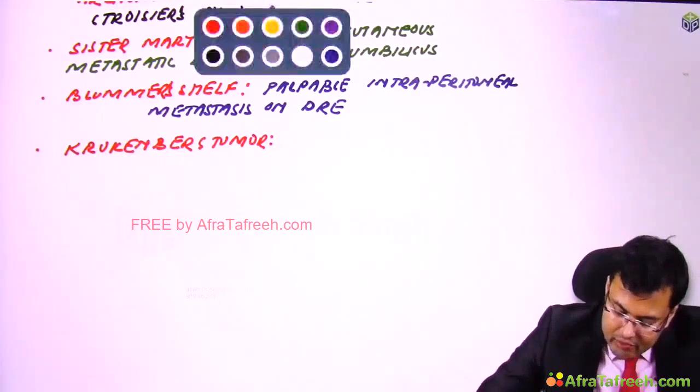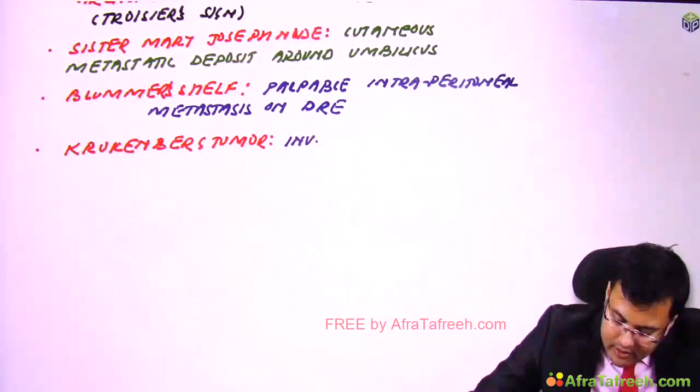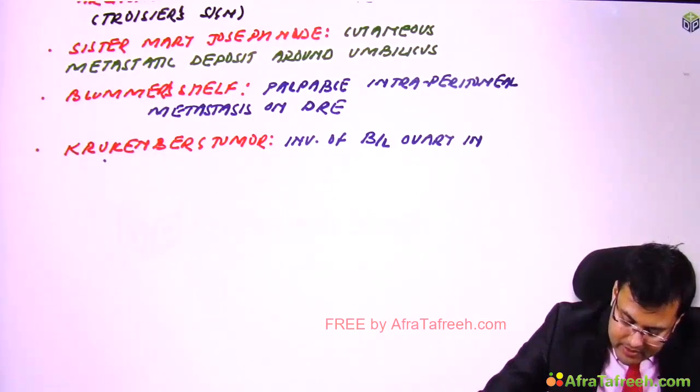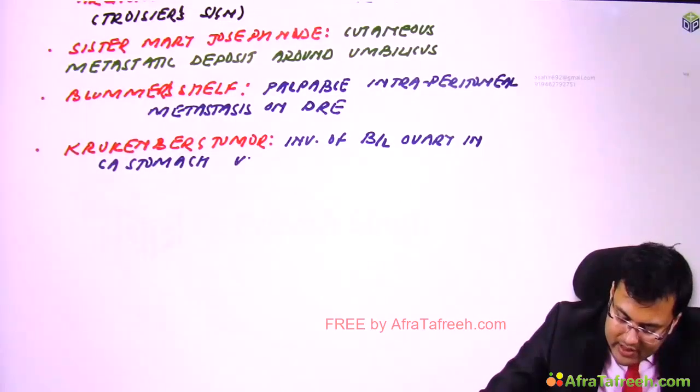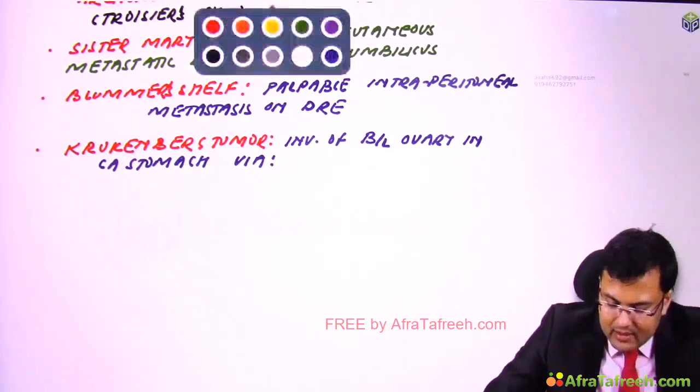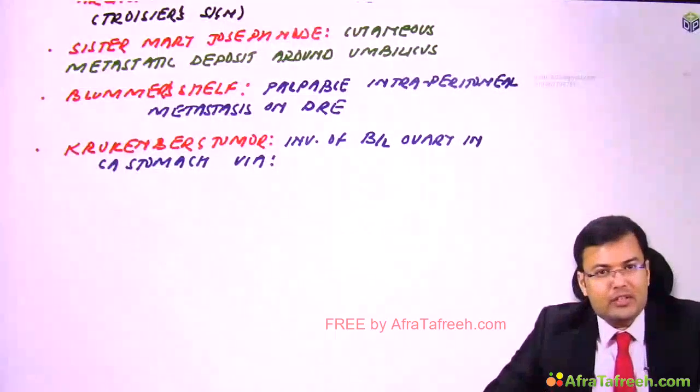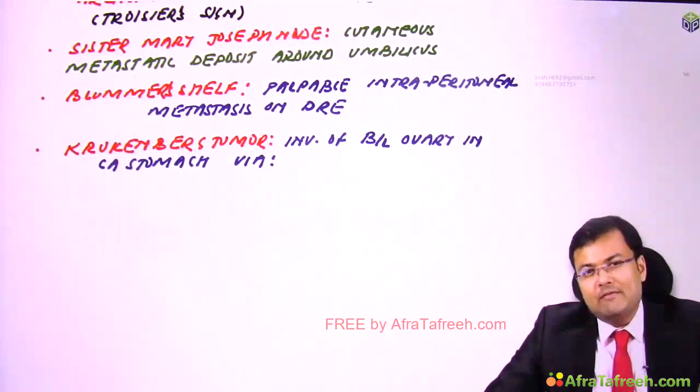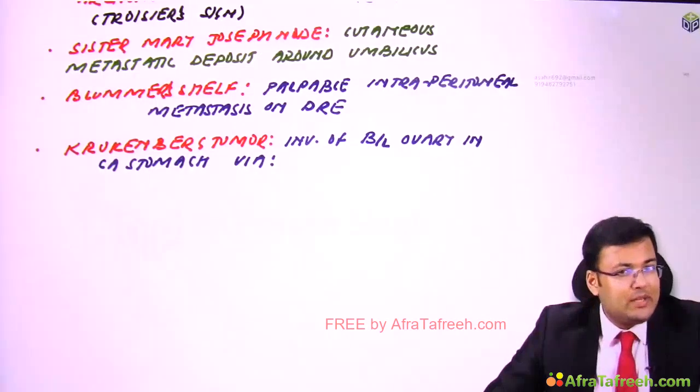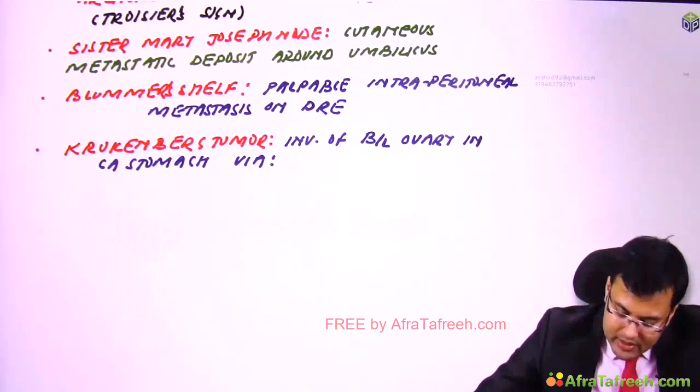Krukenberg tumor is the involvement of bilateral ovary in carcinoma stomach. Via these routes are asked. It can occur via hematogenous spread, via retrograde lymphatic spread, via transcoelomic transperitoneal spread. So there are three routes.